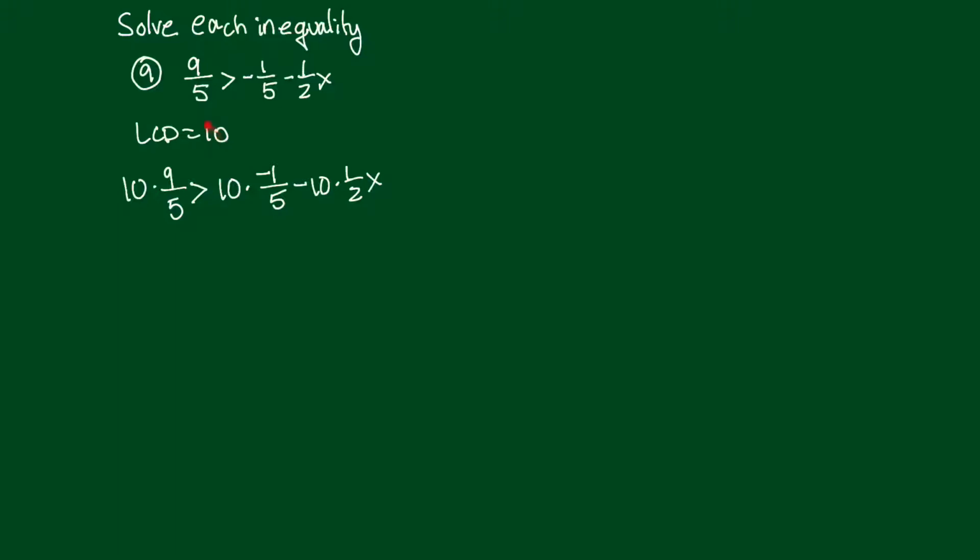All right, so what I've done is I put the 10 here, I put the 10 here, and I put the 10 here. Now we'll get some cancellation here, right? 5 will go into 10 twice, and now we're left with 2 times 9. So we get an 18 here, strictly greater than. Now what happens here? The 5 again will go into 10 twice, and we're left with 2 times negative 1, which is negative 2, minus, and now over here, what's going to happen here? This 2 will divide into 10 5 times, and then we get 5 times 1 times x. So we get negative 5x.